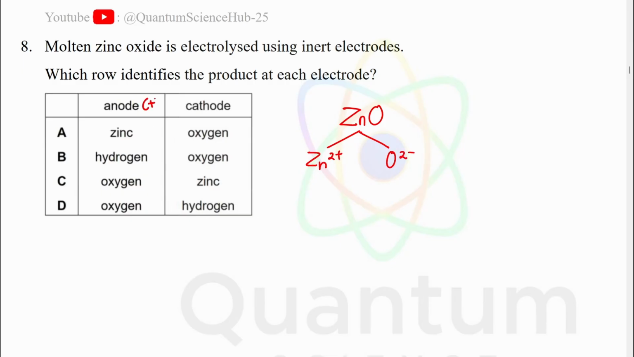So anode is positive while cathode is negative. So what will be attracted to the positive electrode? Something negative, so oxygen. What will be attracted to the negative electrode? Positive ions, which is zinc. So the correct answer here is C.